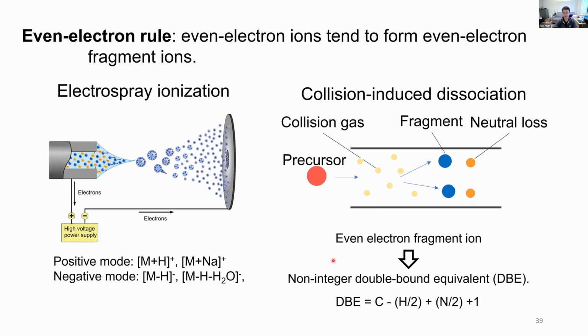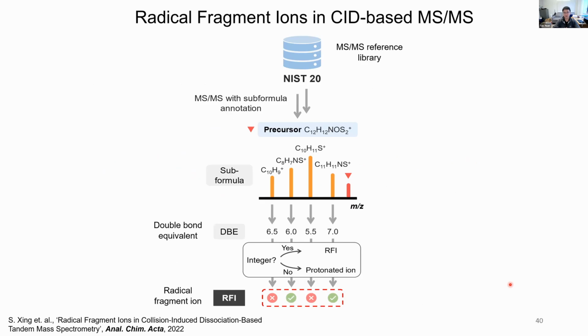So here, the way we tell whether it's an even electron or other electron fragment ion is to check the non-integer double bond equivalent, or DBE, value of the chemical formula. If we know the molecular formula of the fragment, we can calculate the DBE value.